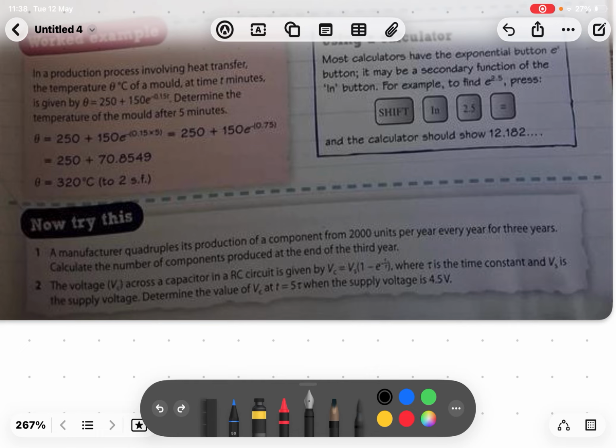Okay, basically, I manufacture quadruples. Quadruple is 4. Think of it like in games: double kill, triple kill, quadruple kill. So yeah, you have to be a gamer to understand. So this is a 4. It's a production of components, 2000 units per year. So basically they quadruple every year for 3 years. So that's the time, 3.